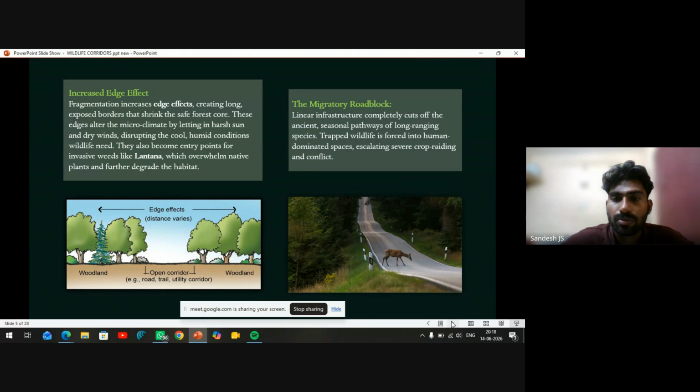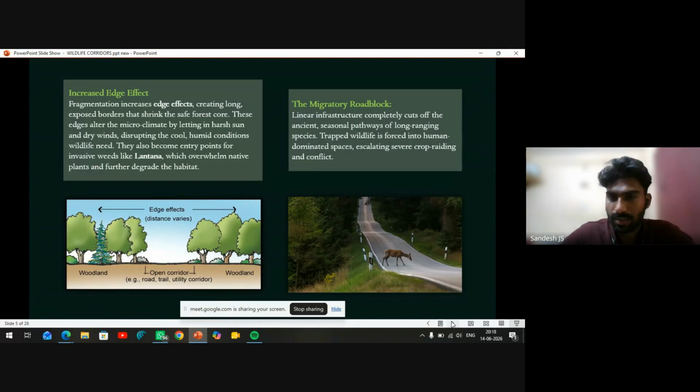And coming to the last one, the migratory roadblock. This linear infrastructure completely cuts off the ancient seasonal pathways of long-ranging species. The long-ranging species mentioned here are the elephants, tigers, etc. The trapped wildlife is forced into human-dominated spaces, escalating severe crop raiding and conflict.